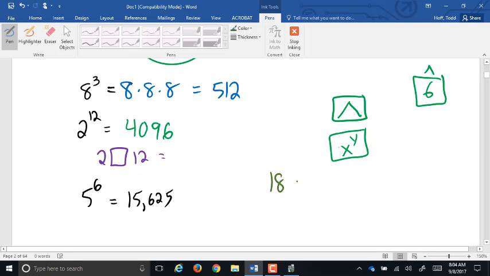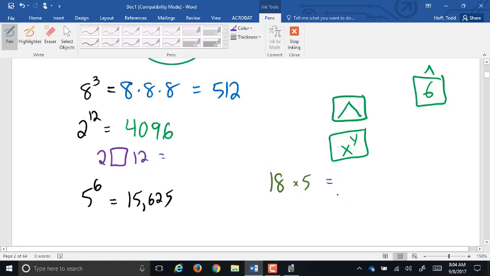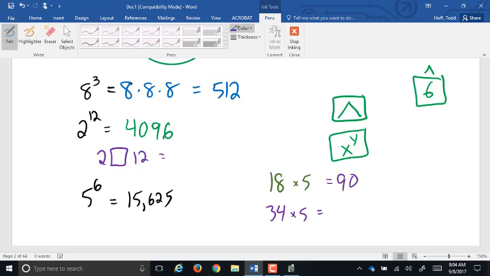Like if I have 18 times 5, what's 18 divided by 2? So that's 90, right? 34 times 5, what's 34 divided by 2? 17, so that's 170. 23 divided by 2 is 11.5, so 23 times 5 is 115. Let's move the decimal over a spot. Anything times 5, you divide it by 2 and move the decimal point.